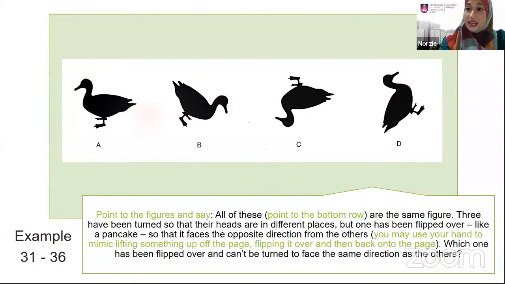Okay, yang ini you boleh prompt using your hand. You akan boleh buat macam tu lah. Macam pancake kan. Macam tu. You boleh prompt macam tu. Okay. Which one has been flipped over and can't, sorry, saya tak nampak ni. And can't be turned to face the same direction as the others. Boleh faham tak direction tu?